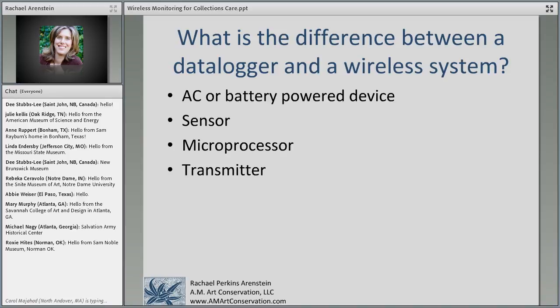So the standalone data loggers and wireless systems all have a number of things in common. These are battery-powered devices that have a sensor to monitor the conditions and a microprocessor that stores the information. For a standalone data logger, each one works independently and you have to download the data to view the results. But for today's program, we're discussing something slightly different. It's actually sort of a misnomer to use the term wireless logger.